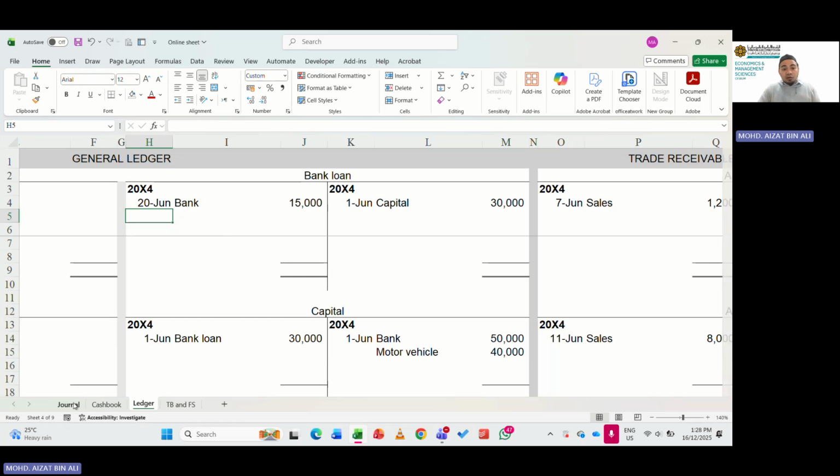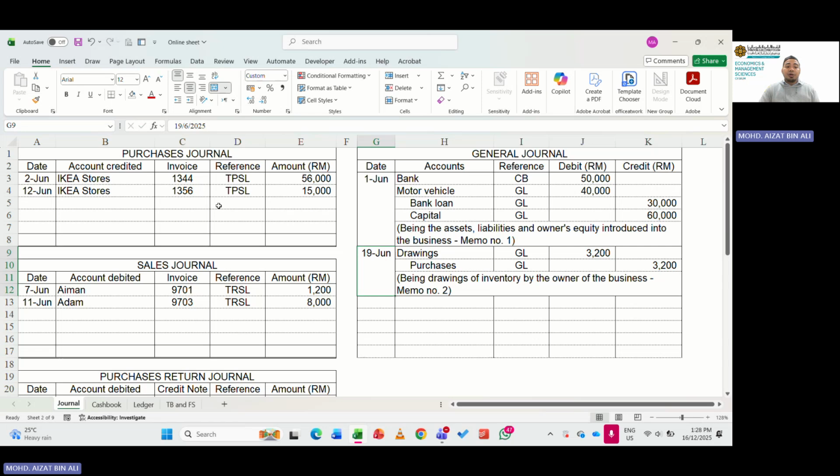Now, what we're going to do is close all this ledger, sorry, all this journal. So how to close the journal? Firstly, the date would be the last date of the month, so in this case, 30th June. Just write down total, and we will total the whole amount. So the total purchases is 71,000. So what do we do with this amount? We are going to post this amount into the purchases account.